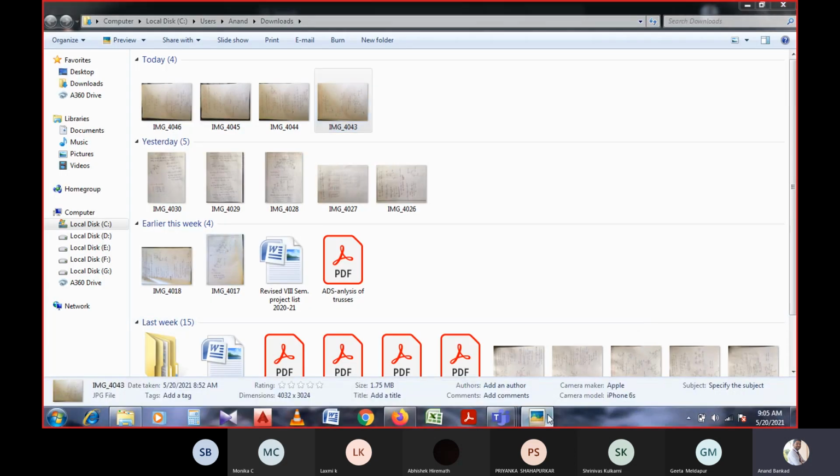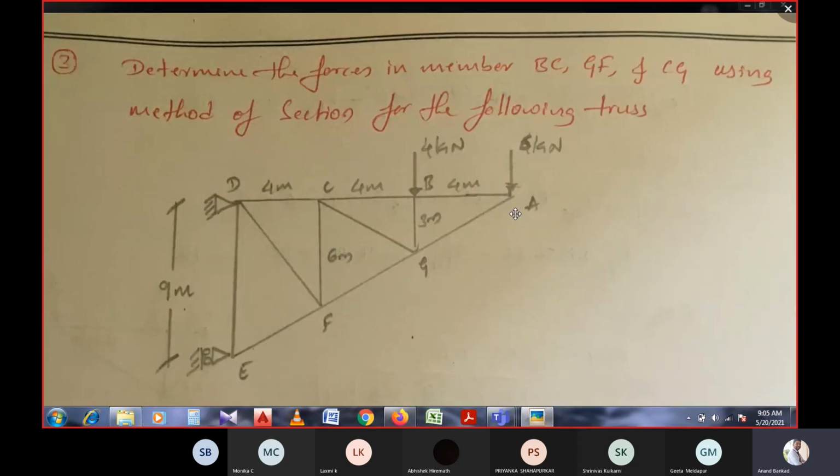Good morning, everyone. So in this class, we'll start the discussion on the next problem, that is the hinge-jointed truss. We need to define the forces in the members given in the truss by referring to the method of sections.